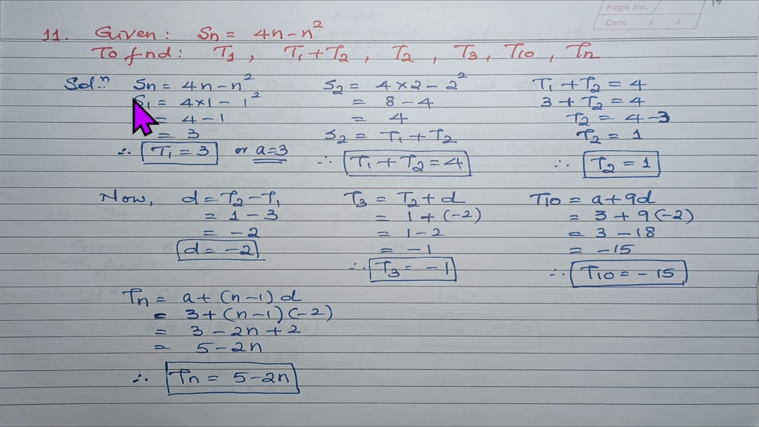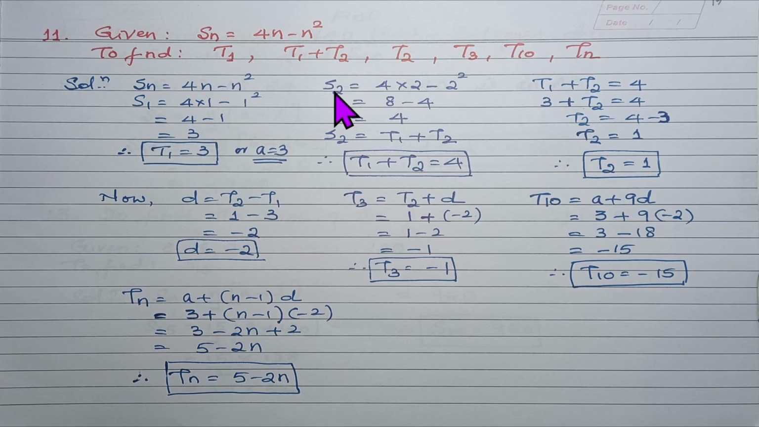Now to find the first term, that is the t1, Sn is equal to 4n minus n square, that is what is given. So where n is there, put 1. S1 is equal to 4 into 1 minus 1 square, or 4 minus 1, or 3. Therefore the S1, the sum of first term, is first term itself, so t1 is equal to 3, or a is equal to 3.